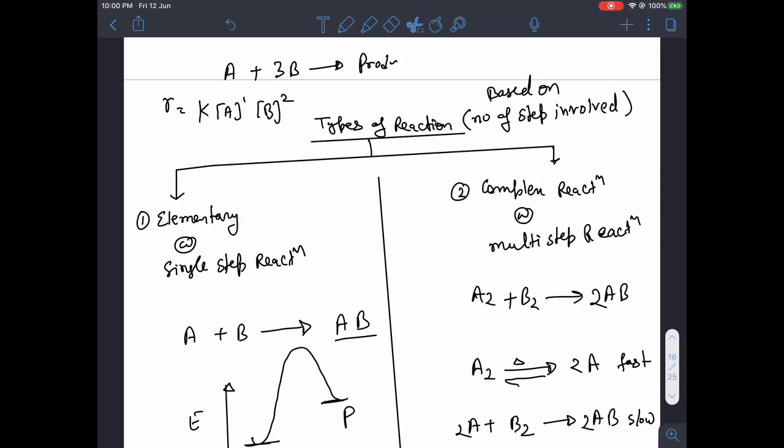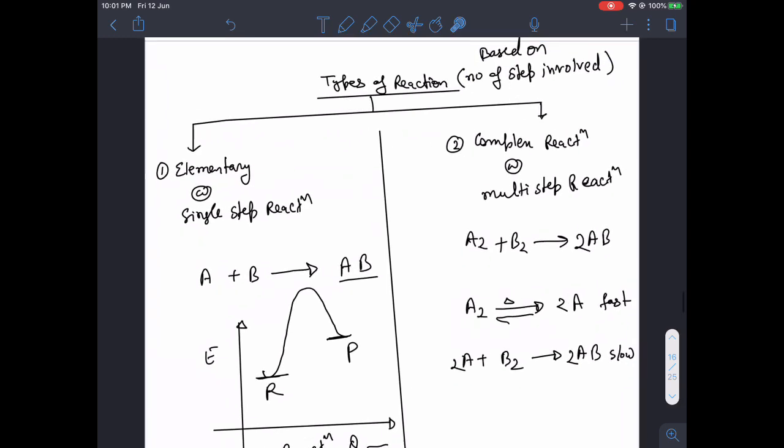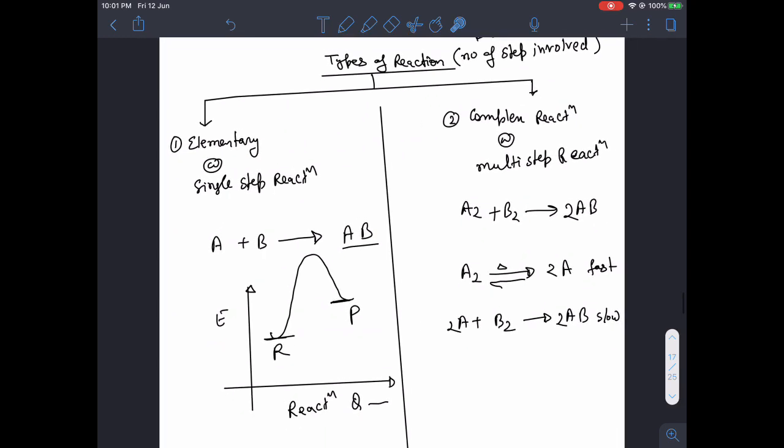For understanding this, let us first understand the types of reaction. Here the basis of classifying the types of reaction is the number of steps involved in it, right? If you classify the reactions, they can be classified into elementary and complex reactions. An elementary reaction is also known as a single step reaction, which means it is completed in one step only. Means in one step A and B come close to each other and collide, and we get product.